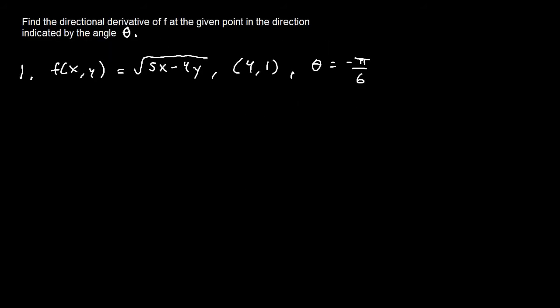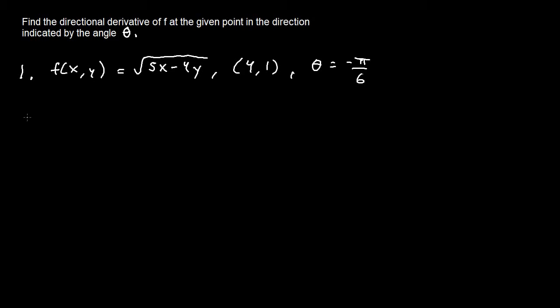So let's go ahead and find the directional derivative of f at the given point in the direction indicated by the angle theta. So for number one, we have the multivariable function equals the square root of 5x minus 4y. The point given is 4, 1, and the angle theta is negative pi over 6.